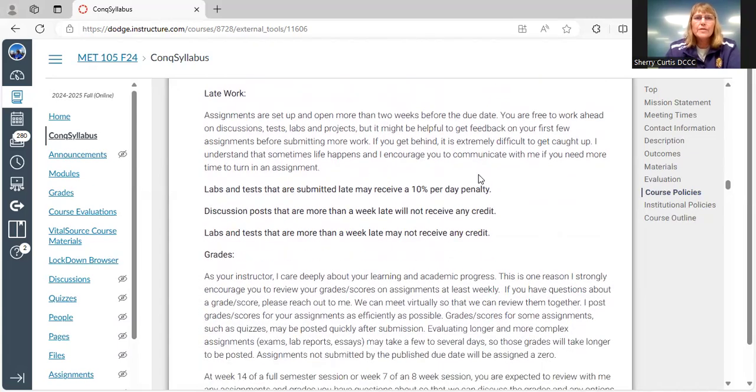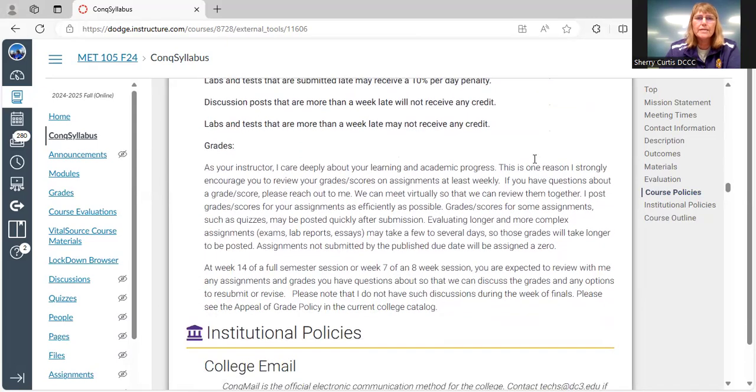So the assignments are set up and open more than 2 weeks before the due date. The first 8 weeks on this one are actually open now. I will open up the others once everybody kind of gets their feet and we have a feel for how the modules work and everything. Please, please try to pay attention to the due dates and reach out to me if you have questions.